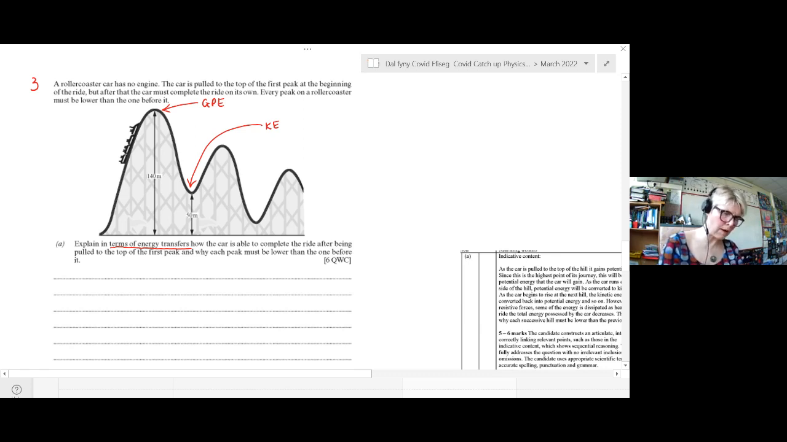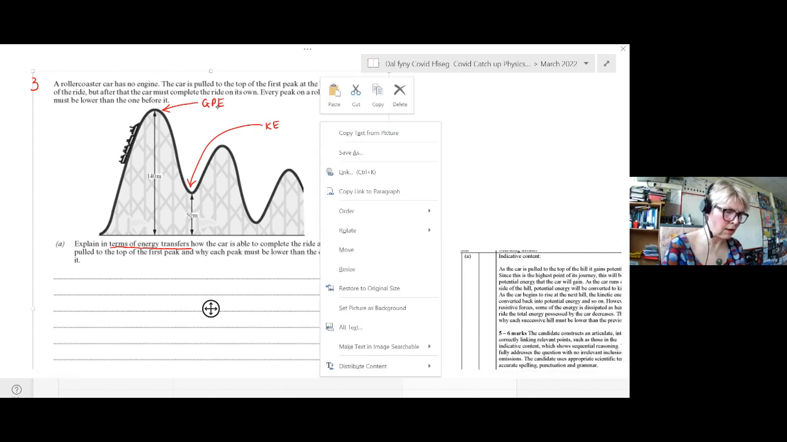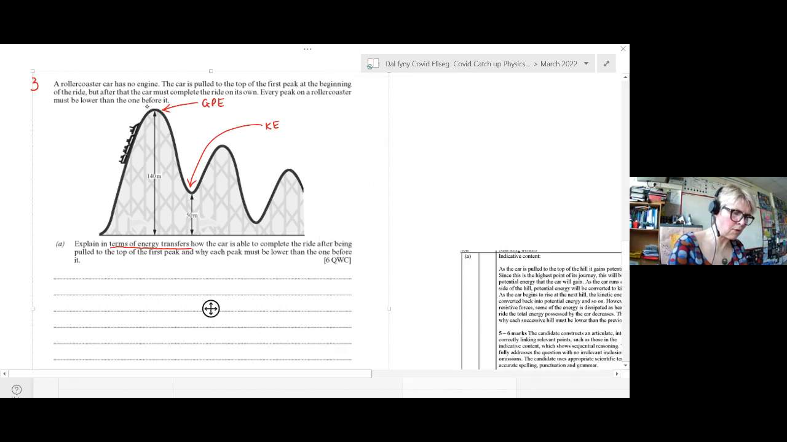It might get you 1 mark, but it's been pulled up to the top, so it might actually have a little bit of kinetic energy as well as gravitational potential energy. You don't know, because you don't know whether it's moving or not. So it could have some kinetic energy because the thing is moving, plus gravitational potential energy.